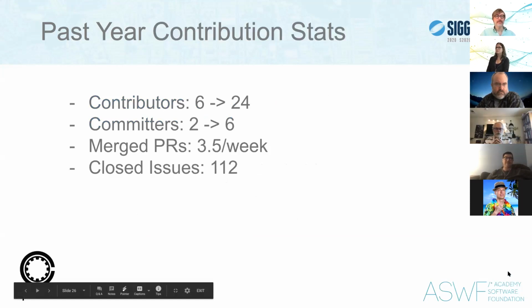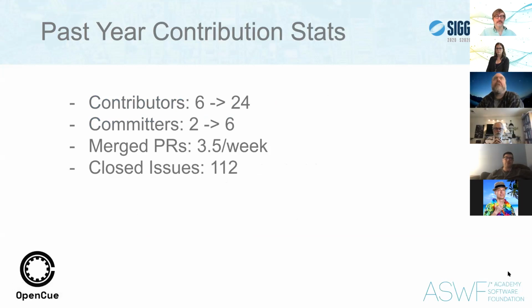A bit of statistics on what we've been doing. We brought the pool of contributors from about 6 a year ago to 24 now. Many of those are active regular contributors, which is very nice to see. The pool of committers went from 2 to 6 as well. We have been very active in seeking out, amongst our regular contributors, folks who are ready to be reviewing code and merging it in, which is very nice to see. We merge about 3.5 PRs per week, which is about the same place we were a year ago, but within a much bigger pool of contributors now. So it's nice to see things keeping pace there. And over the past year, we've closed 112 issues, which was great to see. Next.